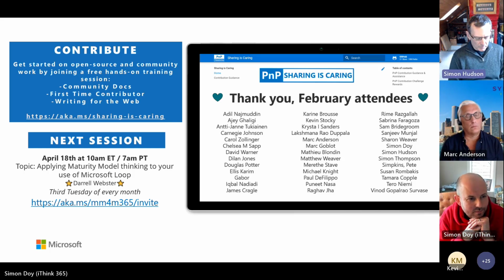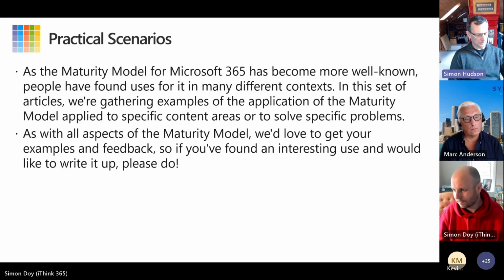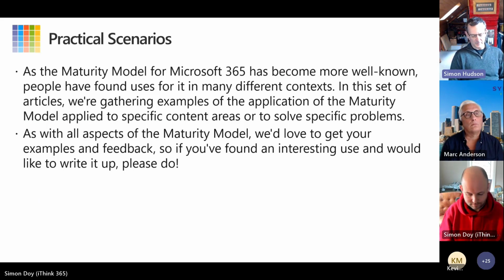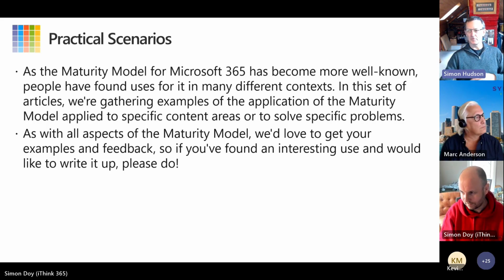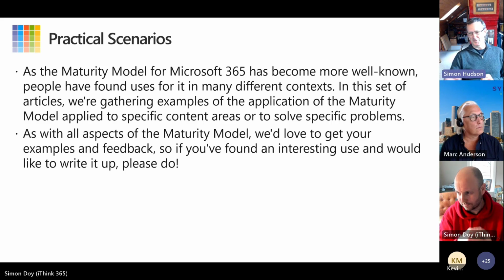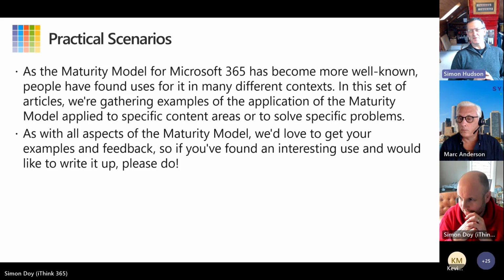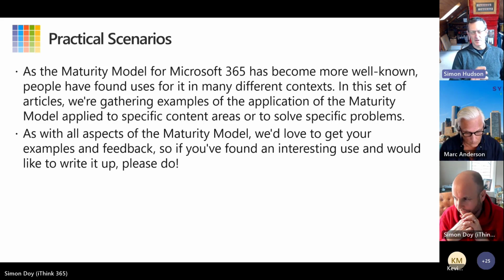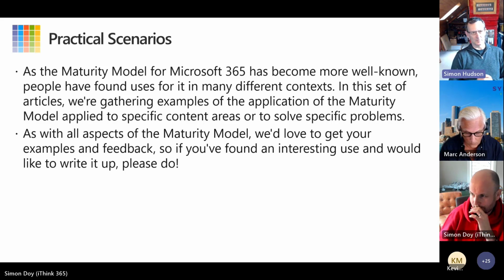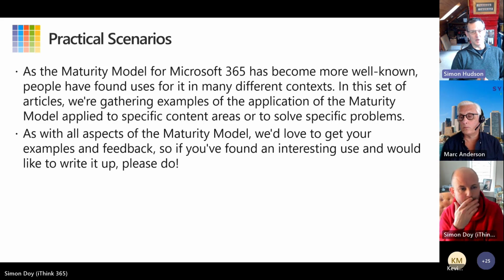Right, and then one of the things we've started working on this year are what we're calling practical scenarios. These are sort of at the next level down from the competencies, where we're trying to give more hands-on advice of how to use some of the technologies and use those to move you up to the competencies. And again, if anyone's got any views on those or would like to go and write some, that would be terrific.